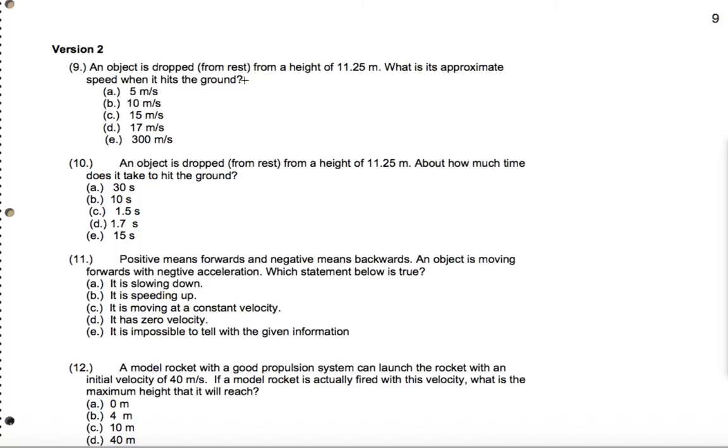All right, for number 9. An object is dropped from rest from a height of 11.25 meters. We want to know what its speed is when it hits the ground. They don't give us time here. Because they don't give us time, I'm going to use the kinematics formula that has no time.